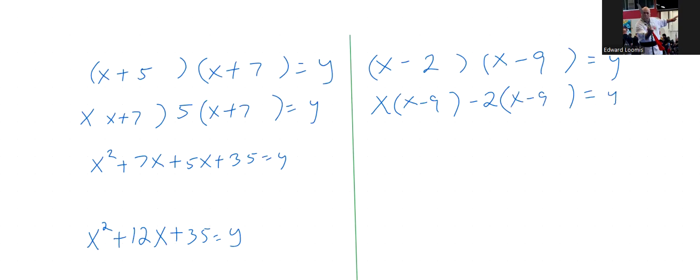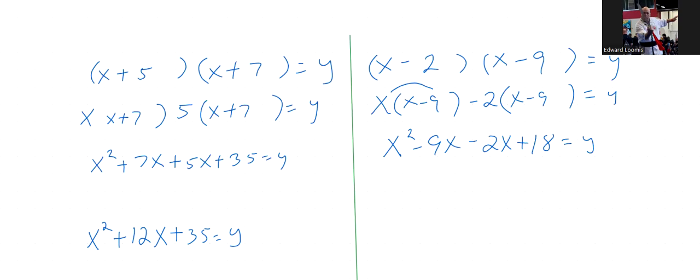Now, all I have to do is distribute. X times x, that's my x squared. X times 9 is 9x. Positive times negative makes that 9x negative. Then I go 2 times x is 2x. Negative times positive makes that negative. 2 times 9 is 18. Negative times negative makes that 18 positive. That whole thing is equal to y.